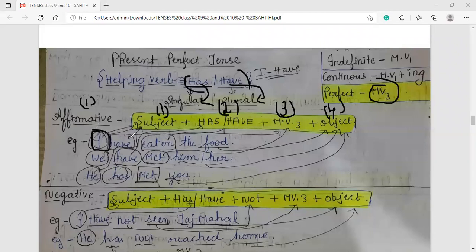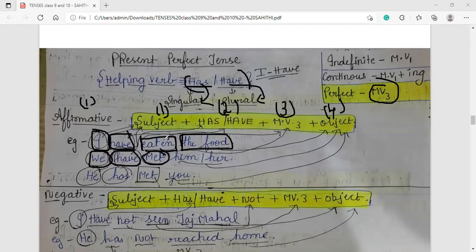I is the subject. Have is the helping verb. Yes or no? Have is what? Have is the helping verb. Eaten is the third form of verb. Eaten क्या होगी? Past में हो गई. So eaten is the third form of verb. The food is the object. Next, we have met him or her. We is the plural form of subject. Have is the plural form of helping verb.